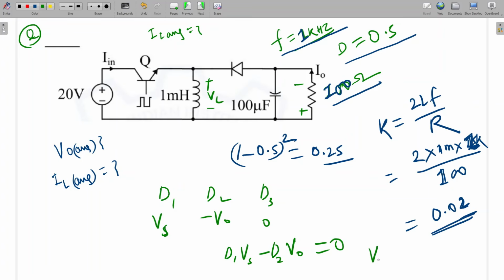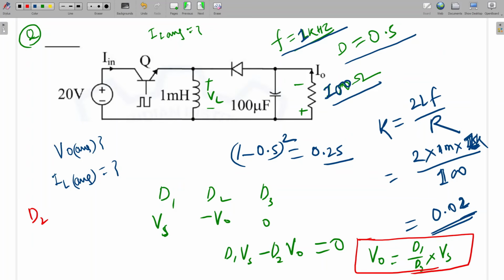And we can write V0 is equal to D1 by D2 into Vs. Is it clear? This will be the final equation for the discontinuous conduction mode buck-boost converter: V0 equals D1 by D2 into Vs. So if we calculate D2, then we can calculate the average output voltage. Is it clear to all?